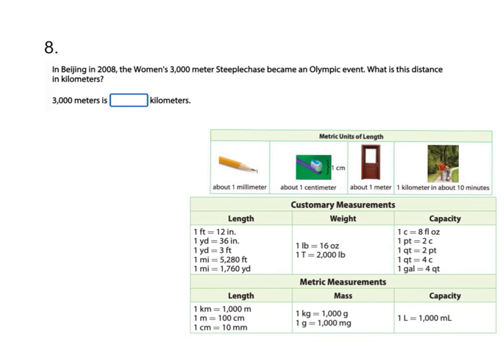In Beijing in 2008, the women's 3,000 meter steeplechase became an Olympic event. What is that distance in kilometers? 3,000 meters is how many kilometers? We're going from a smaller to a bigger unit, so we're going to divide. We take the number of meters we have and divide it by how many meters there are in 1 kilometer. There are 1,000 meters per kilometer. So 3,000 meters is equivalent to 3 kilometers.